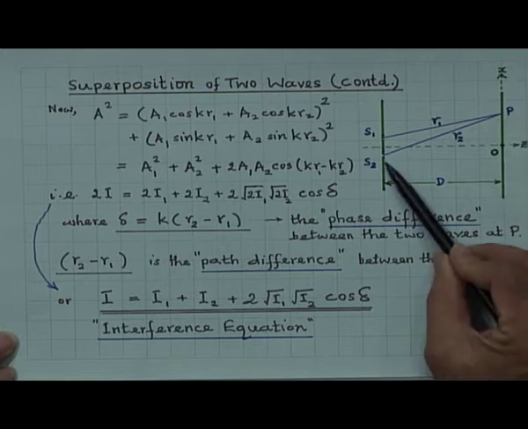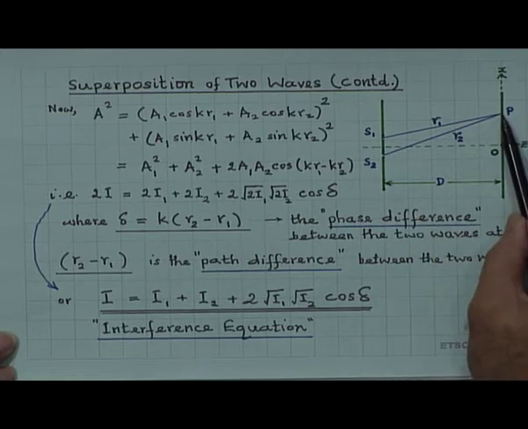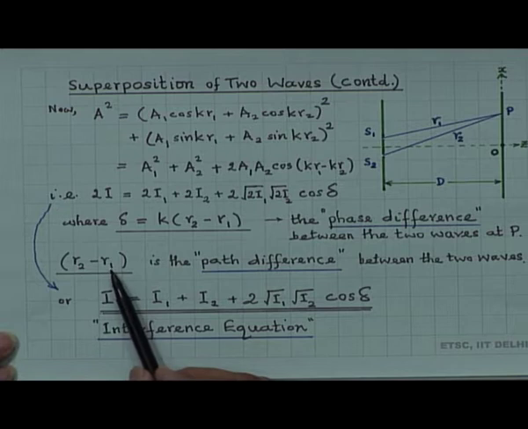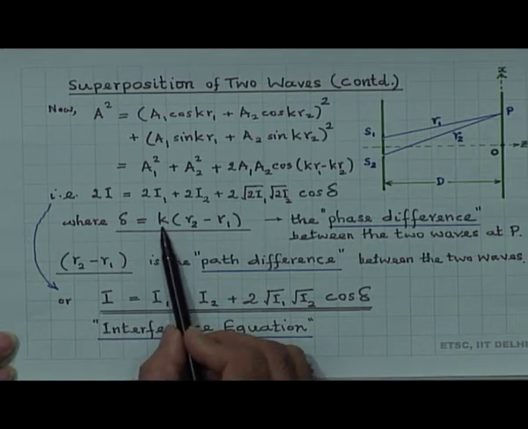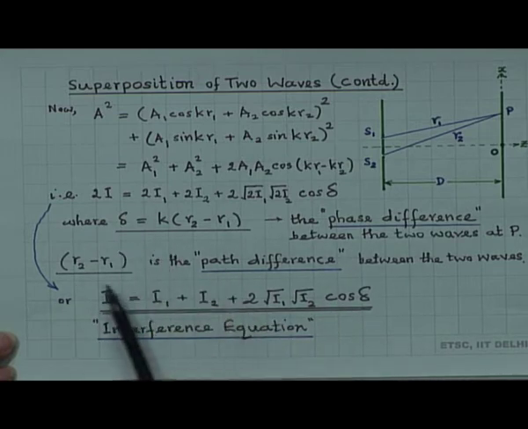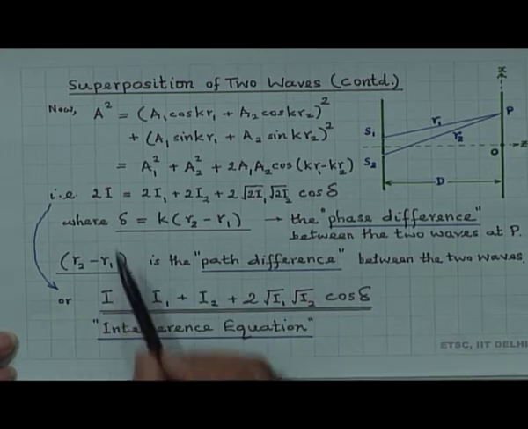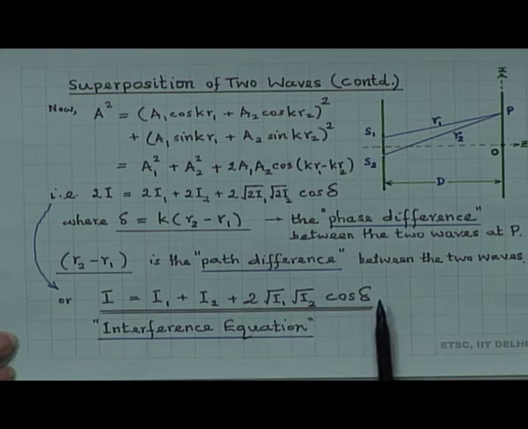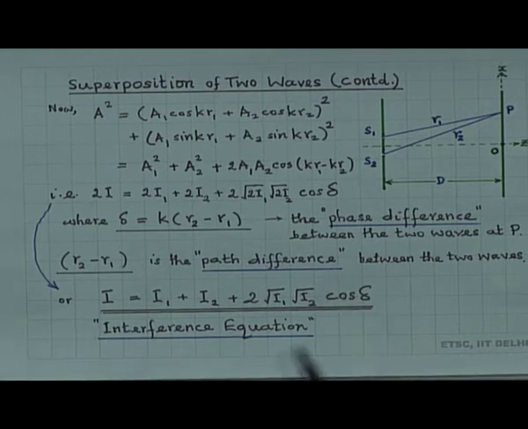Now, r2 minus r1 is the path difference. r2 is this distance S2P, r1 is this distance. Therefore, r2 minus r1 is the path difference between the two waves. Path difference multiplied by the phase constant gives us the phase difference delta. Therefore, using this as delta, 2 cancels throughout, and we have I is equal to I1 plus I2 plus 2 root I1 root I2 cos delta. This is called the interference equation.